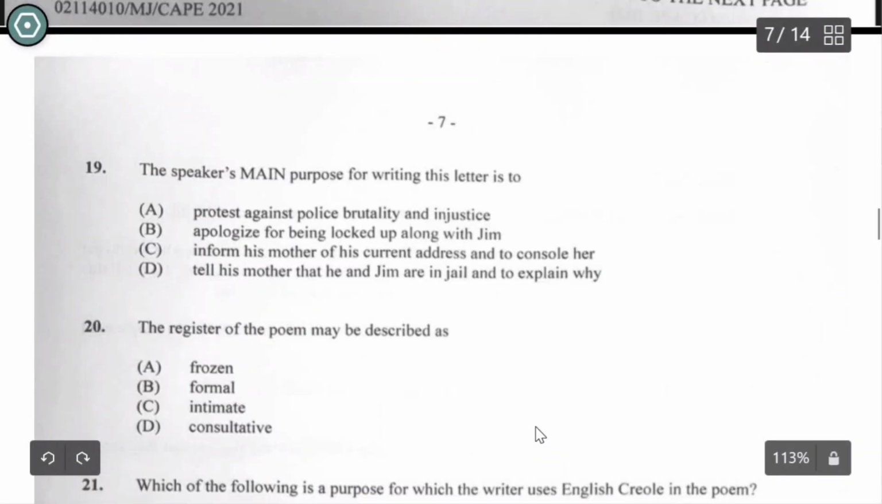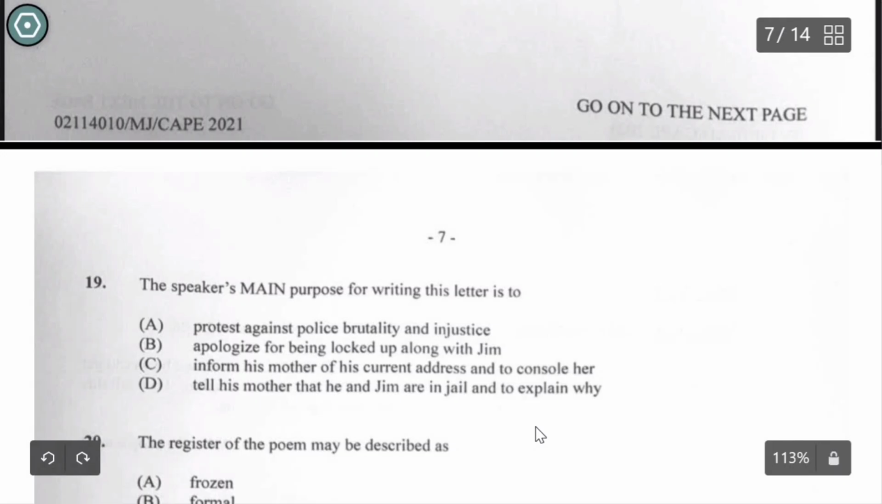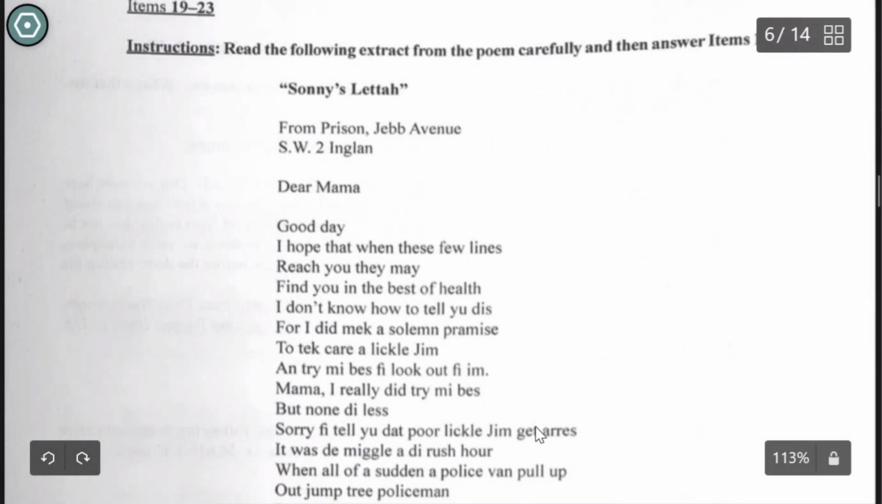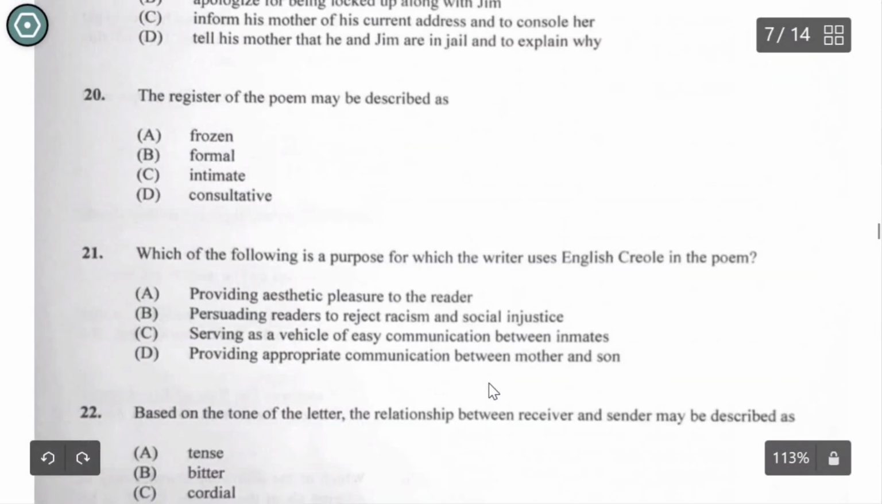Okay, cool. So, this is apparently a letter from Sonny, telling his mom that they are in prison, or little Jim is in prison, because police arrested him for stealing, but apparently he didn't steal anything, so I don't know how. Story for another day, I guess. I don't know, but let's just get into the questions.